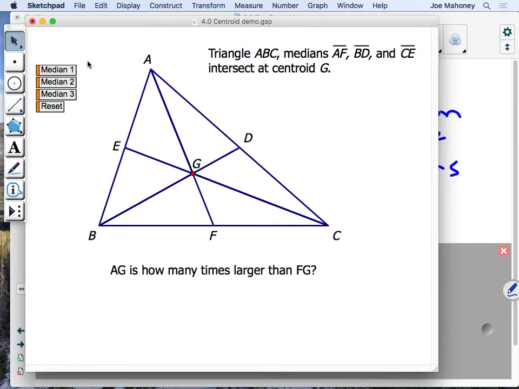So maybe you recognize, since that flipped over twice from A to G, and then it flipped over once from F to G, that how many times larger is it? It's 2 times larger. Let's keep going. Let's hit median 2 and see what happens. Okay, same idea. Same thing going on.